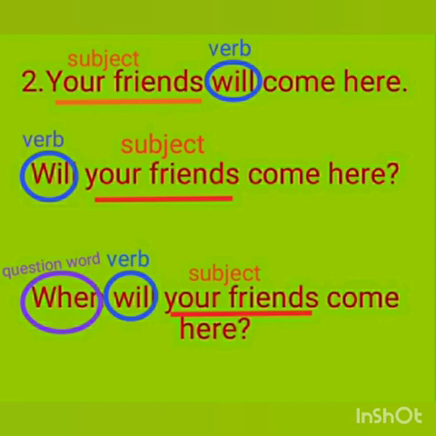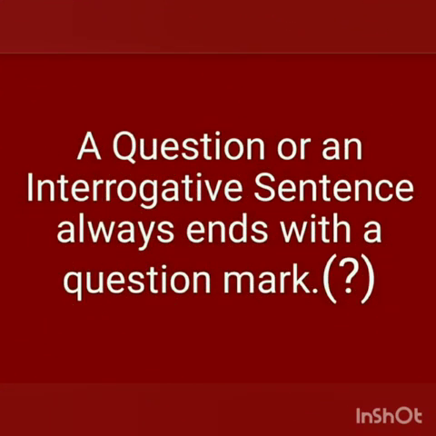Now, to change this question into an informative question, we will take a question word and we will place it before the verb. When will your friends come? So, children, these are the two ways in which we can frame questions or interrogative sentences. Children, always remember that a question or an interrogative sentence always ends with a question mark.